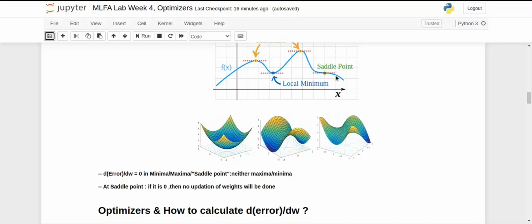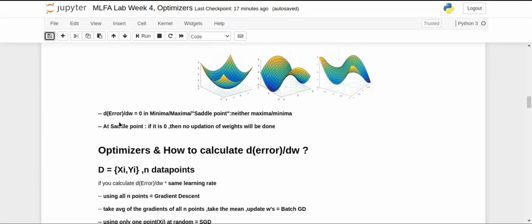So that is the problem with saddle points, and I will also show at last how stochastic gradient descent and mini batch gradient descent could get stuck in this saddle point and not reach the local minima. As I said, d error by dw is 0 in minima, in maxima, and also in saddle point. And saddle point is neither maxima nor minima. So in saddle point there are several algorithms which could get stuck.